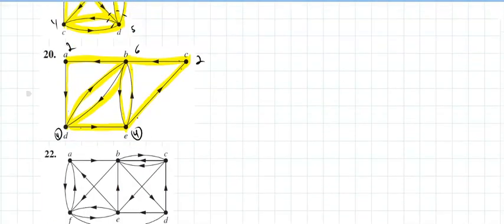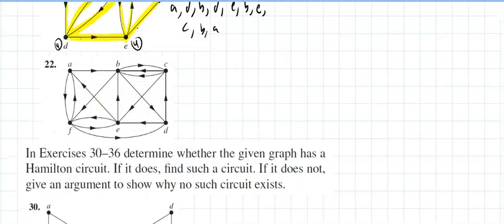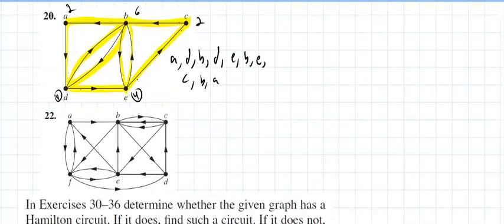So how did this work? I went from A to D, then D to B, B back to D, D to E, E to B, back to E, and then I went to C, then to B, then to A. There we go. So we start and end the same.